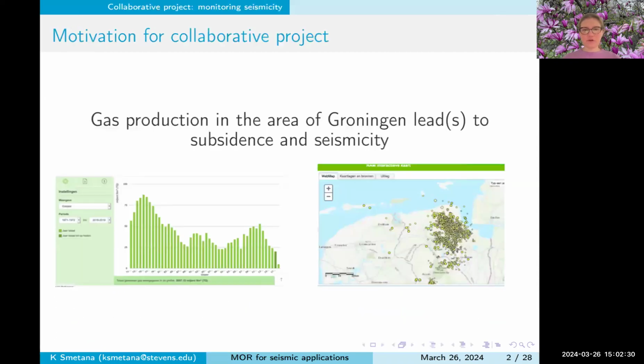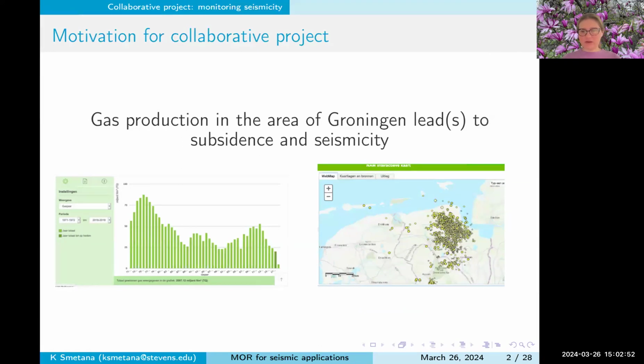So the motivation for our collaborative project was that within the area of Groningen in the Netherlands, gas production led to subsidence and seismicity. On the right-hand side, you can see a lot of these yellow dots where earthquakes occurred. And obviously this has been very stressful for the people living there.